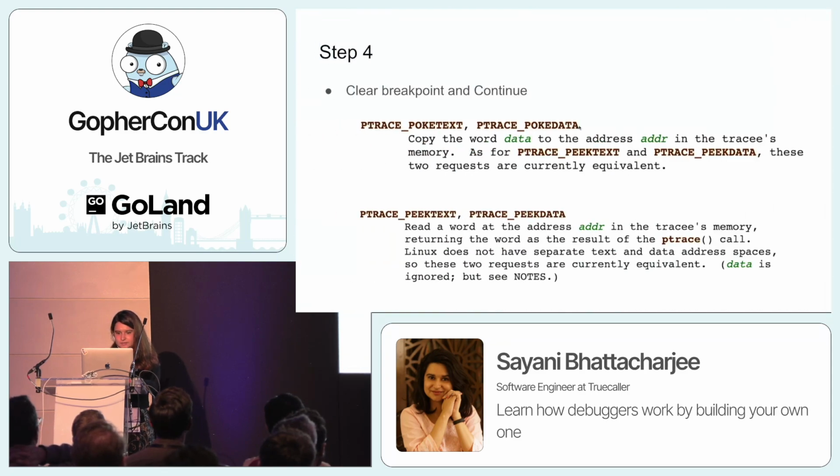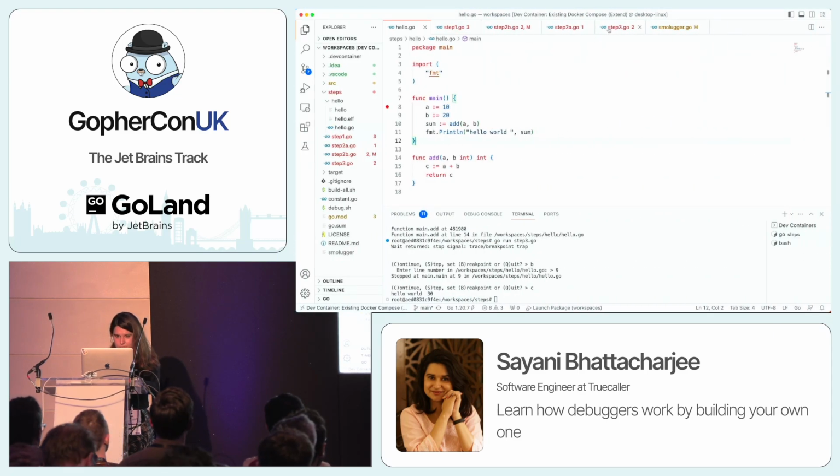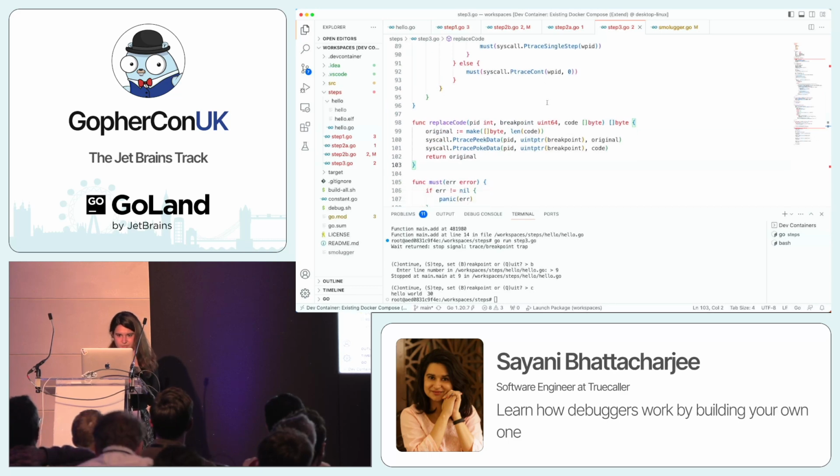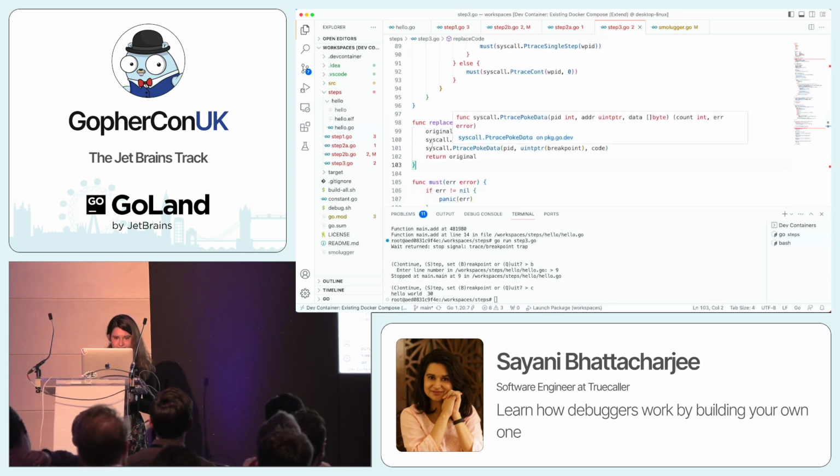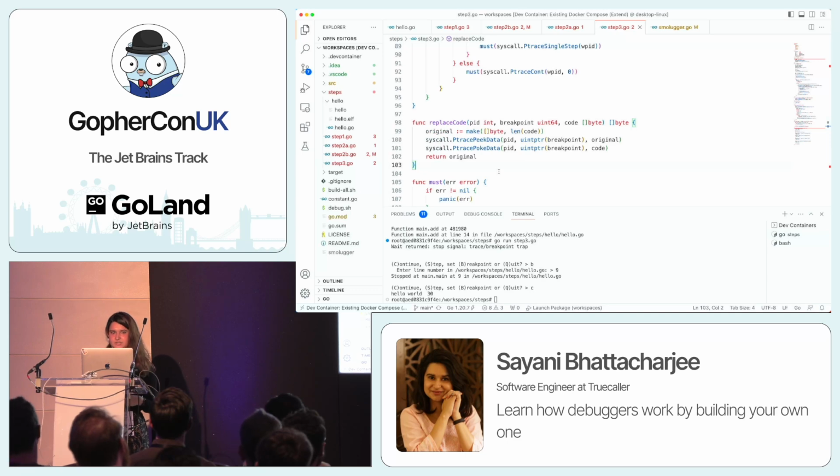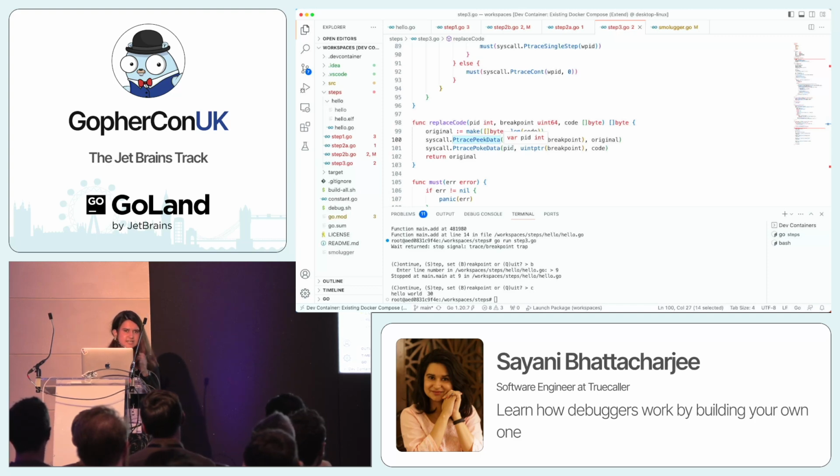Okay. Also, just a quick explanation of how this happens. So the syscall package has something called the ptrace peek data. The sys/unix package is also useful. I think syscall is no longer being maintained, so please use the sys/unix package.